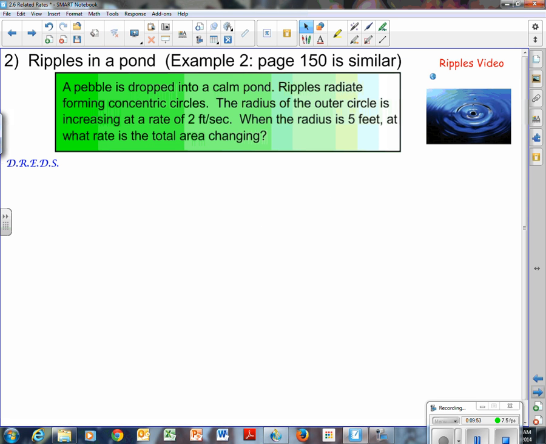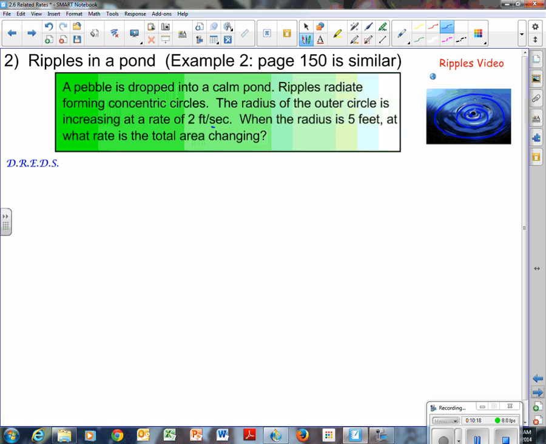Ripples on a pond. A pebble is dropped into a calm pond. Ripples radiate, forming concentric circles, kind of like this diagram. Remember a concentric circle? They are circles that share the same center. The radius of the outer circle is increasing at a rate of 2 feet per second. When the radius is 5 feet, at what rate is the total area changing?